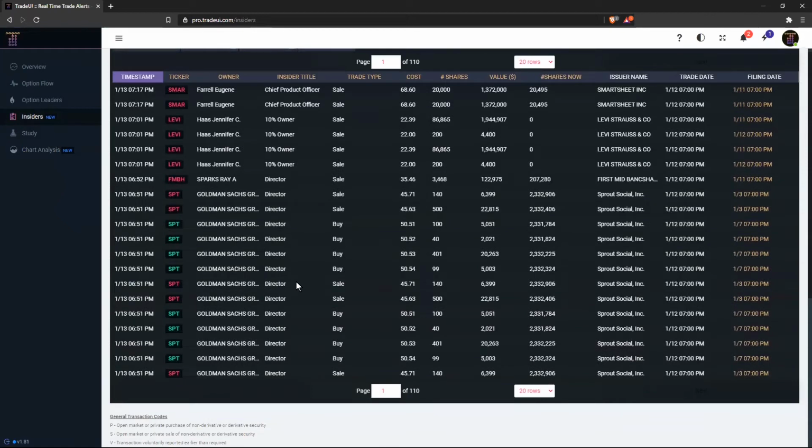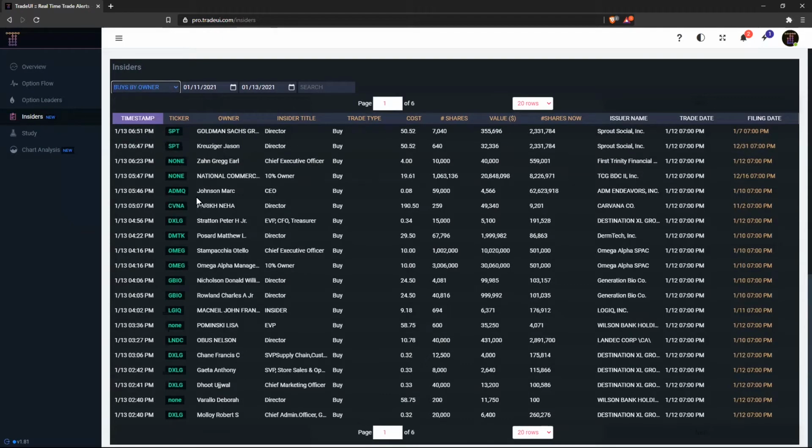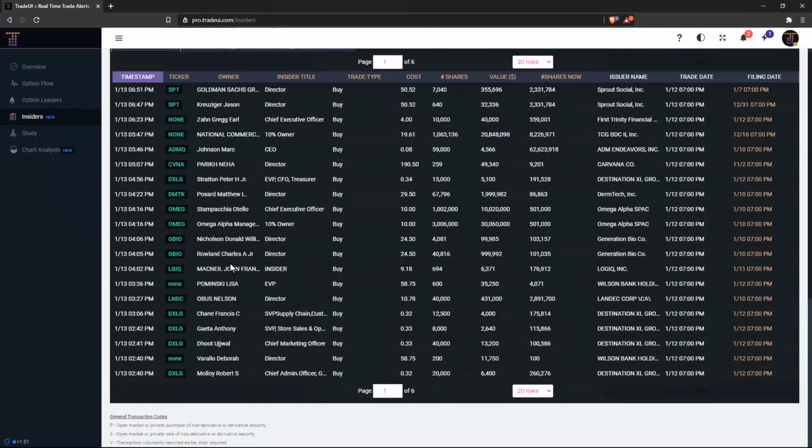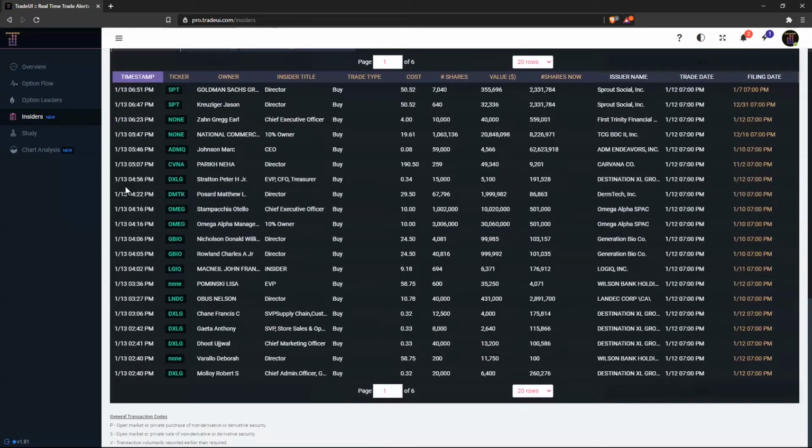If you check, there are drop-downs, so you can group by owner. You could do buys by owner, for example. You group all the buys by owner, so now you see everybody who bought and how much they bought. This is the day when they file, like most of it. You can click and it will open the SEC filing. You click on the right side, it will open it for you. If you want to verify the data or anything, it's there.